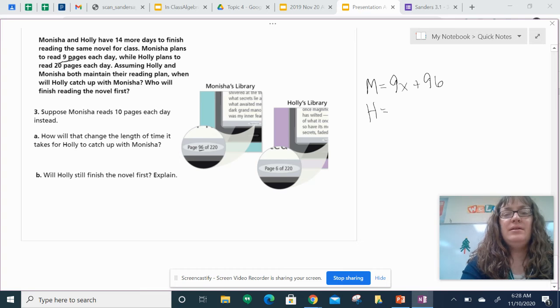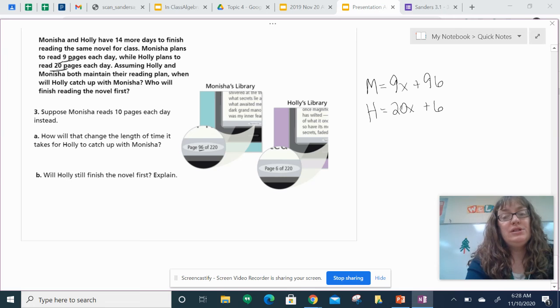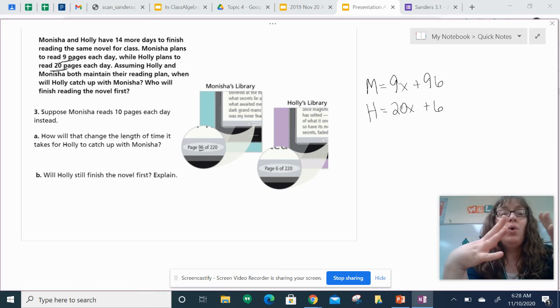Holly, on the other hand, is beginning her work at page 6. So her y-intercept would be over here at page 6. While she is going to read 20 pages each day, so that would be considered her slope. So Holly is reading 20x plus 6, and Monisha is reading at an equation of 9x plus 96. So the question says, when will Holly catch up with Monisha? What that's asking is, when are they going to meet up?